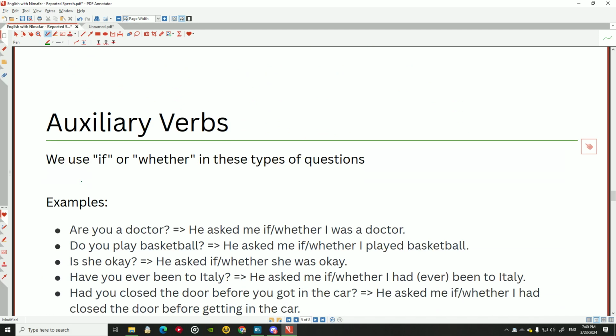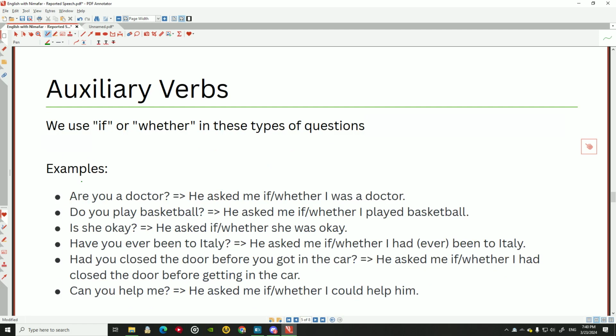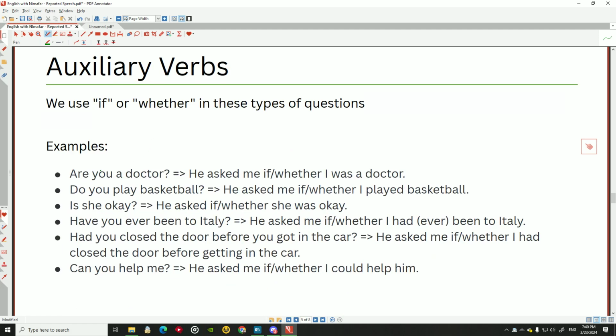Auxiliaries. Okay, we use if or whether. They're the same, if or whether. Are you a doctor? Again, you are a doctor. He asked me if I was a doctor. Do you play basketball? He asked me if I played basketball. Is she okay? He asked me whether she was okay.